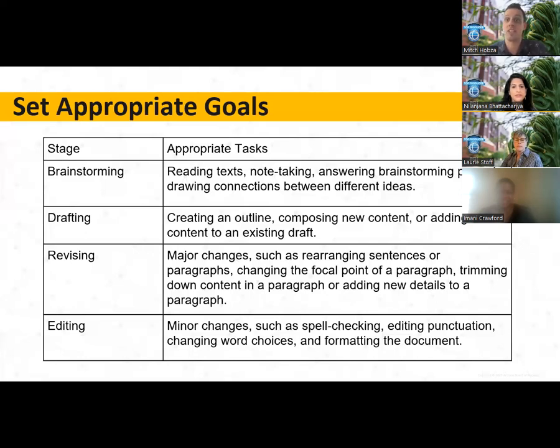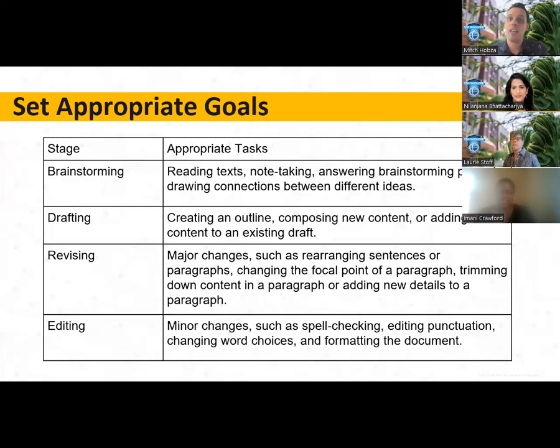And we're thinking about revision as major changes, as opposed to editing, which is spell checking, editing the punctuation, changing word choices, and formatting the document. So I like to think of revision and editing as the difference between redecorating and home renovations, right? If I'm renovating my house and I want a new closet, I'm not going to paint my bathroom, put up new tile, and then knock out the wall and build a closet, right? That's a waste of my time and resources.